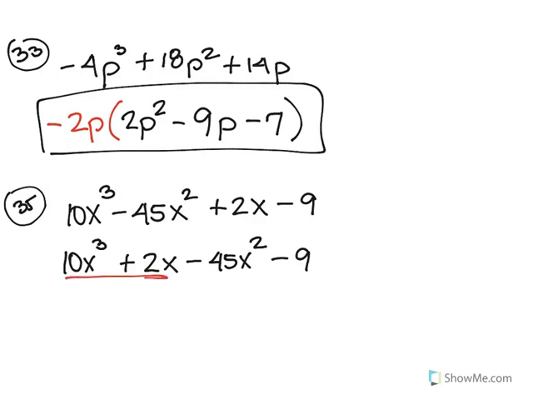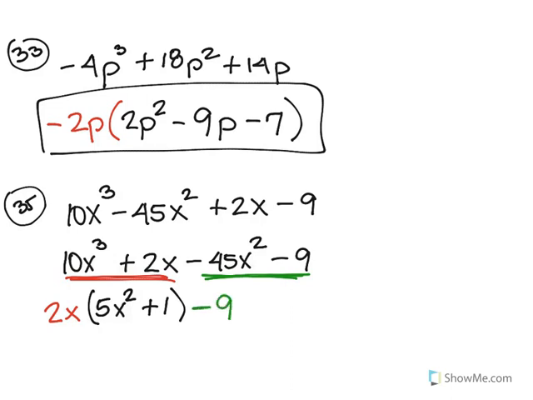So off of the first two terms, the GCF I see here would be 2 and an x. And when I pull that off, that would leave us with 5x squared plus 1. And then on my second two, they're both negative. So I would pull off a negative 9. And what would be left over would be positive x squared plus 1.